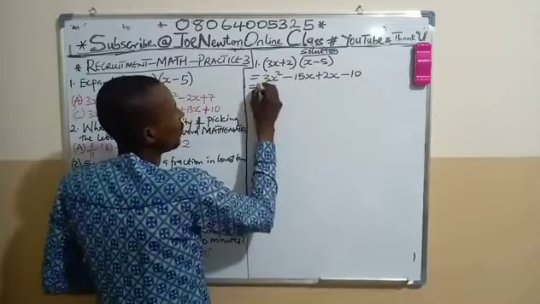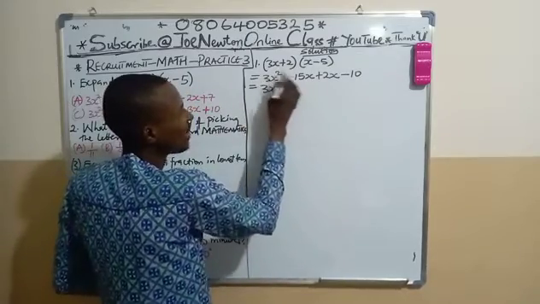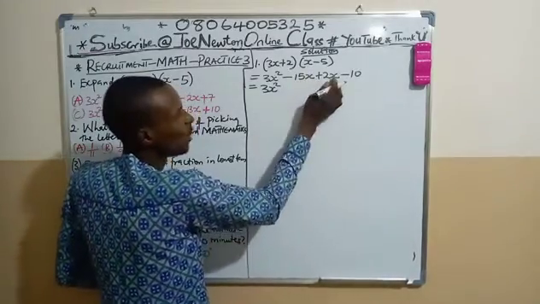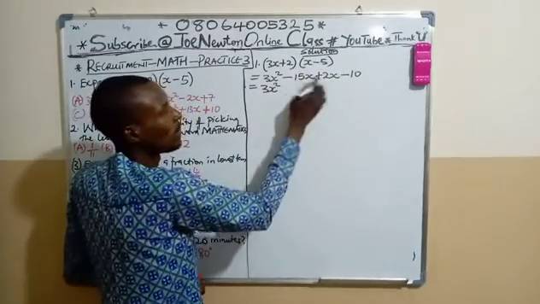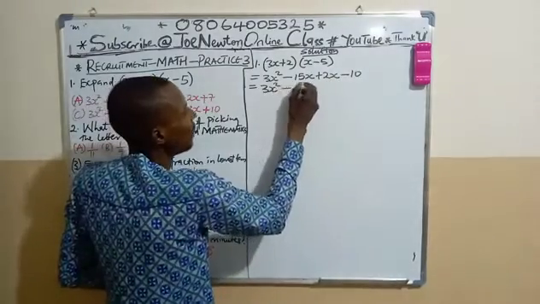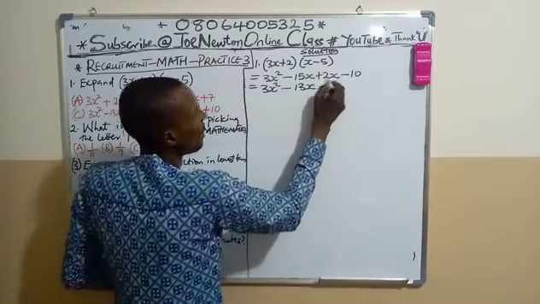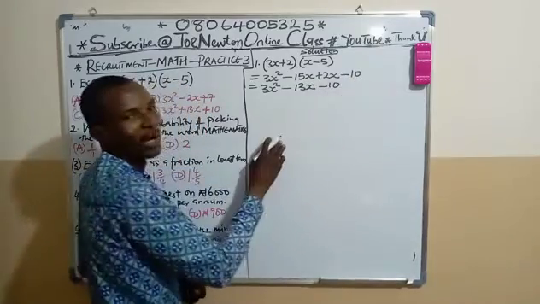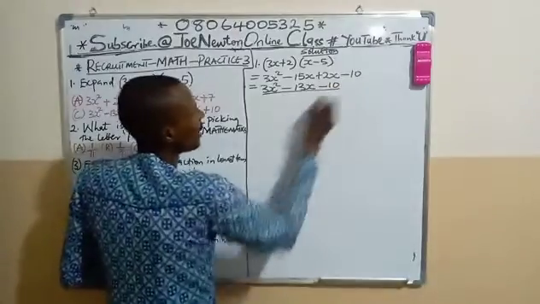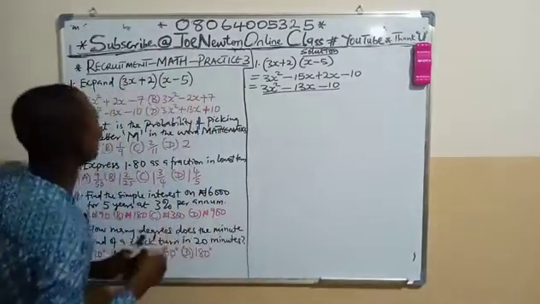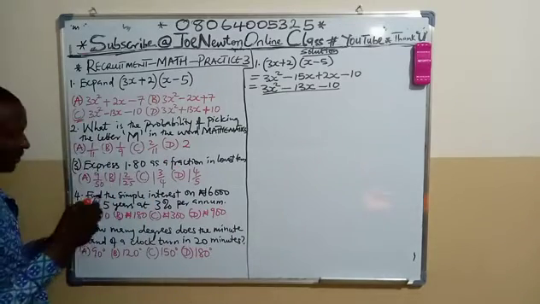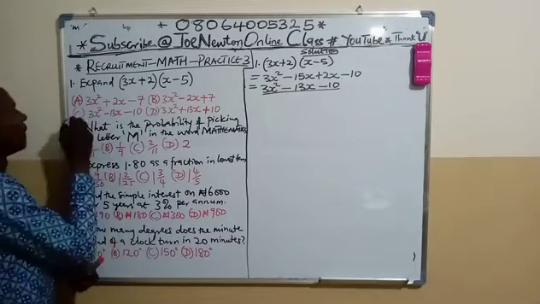And that will give us 3x squared, because this and this are not like terms. Then minus 15x and 2x are like terms. So minus 15 plus 2, when you owe 15 and pay 2, you are still owing 13. Minus 13x, then minus 10, which is also an unlike term to this. So this is our answer. Now let's go to the options. That serves option C, correct. So that is option C.